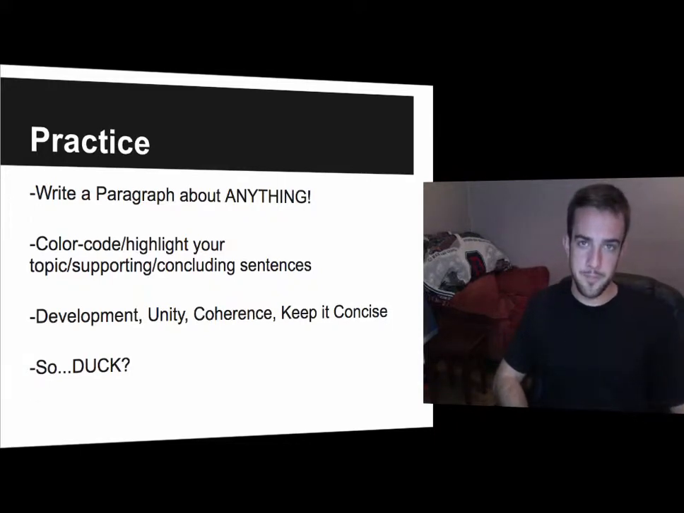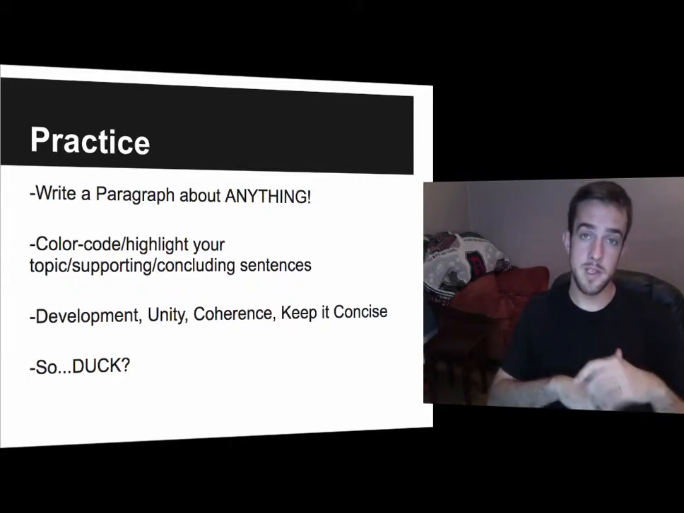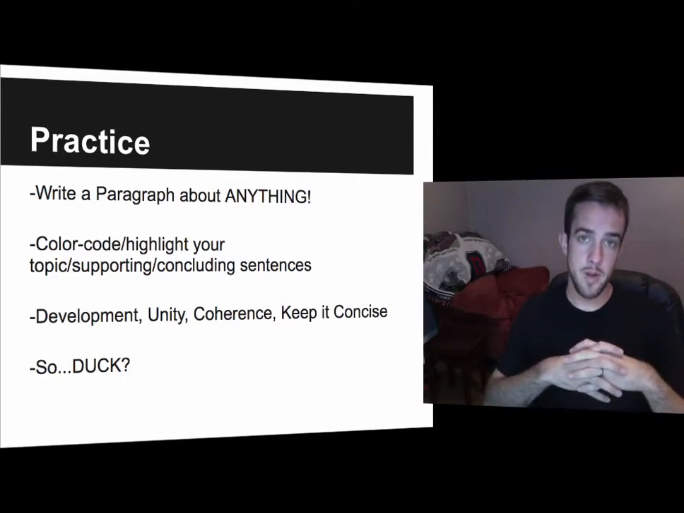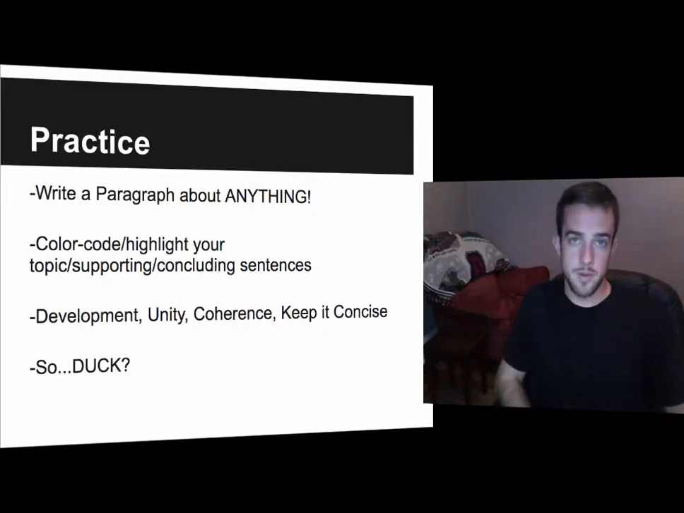When you do, I need you to color code your sentences. I would like you to make your topic sentence one color, your supporting sentences a different color, and your concluding sentence a third color. You can use a highlighter if you want to do this on paper, or you can just change the font if you do it in Google Docs or if you do it in Word or something like that. I really don't care which color you choose, just make sure that you tell me somewhere on the paragraph.